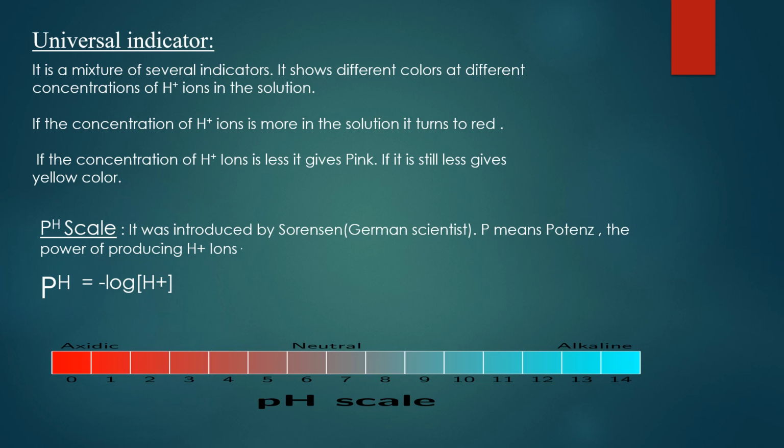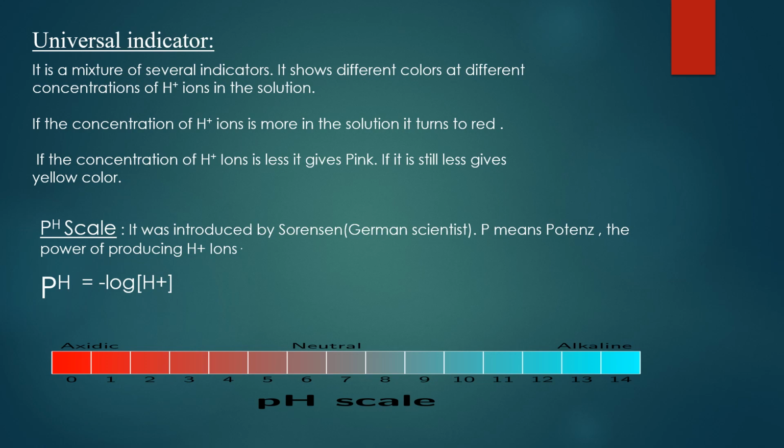But what about the universal indicator? Universal indicator is a mixture of several indicators. So many indicators are mixed together to give universal indicator. It gives different colors at different concentrations of H plus ions in the solution.